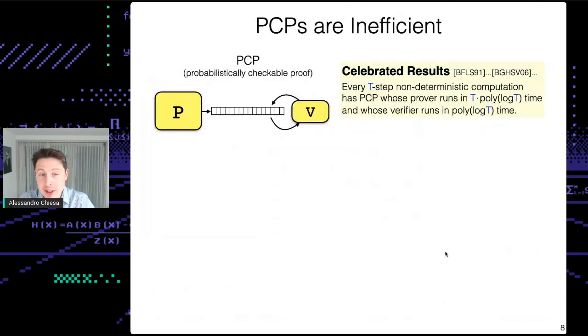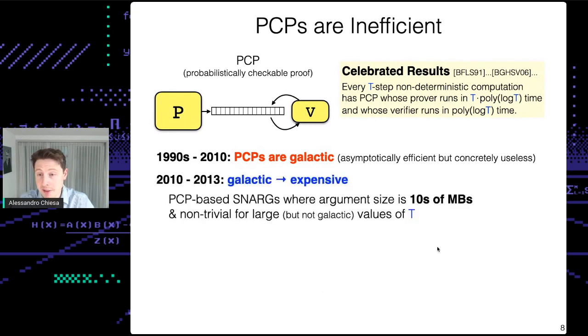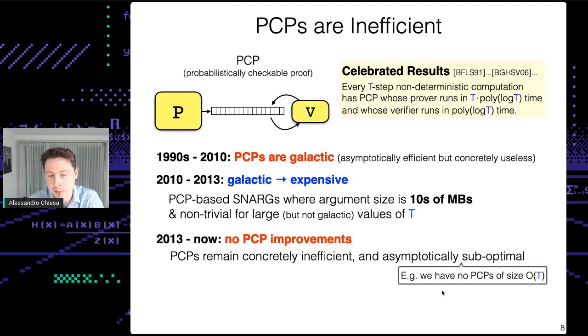So as I mentioned, PCPs are rather inefficient. We have amazing asymptotic results, but the constants involved are amazingly huge and they're not really relevant in the real world. There's been a direct attack on PCPs to try to make them concretely efficient. This has led to turning them from galactic algorithms to merely expensive algorithms, but still the proofs involved for the resulting SNARKs are pretty large. And to this day, there hasn't really been much progress on the concrete efficiency of PCPs. So today they remain concretely inefficient and also asymptotically suboptimal. For example, we do not have linear size PCPs.